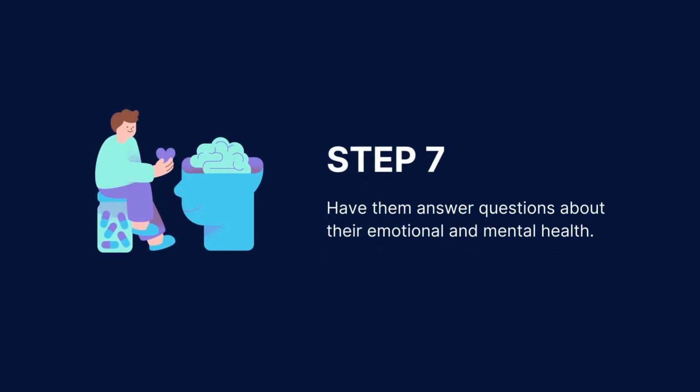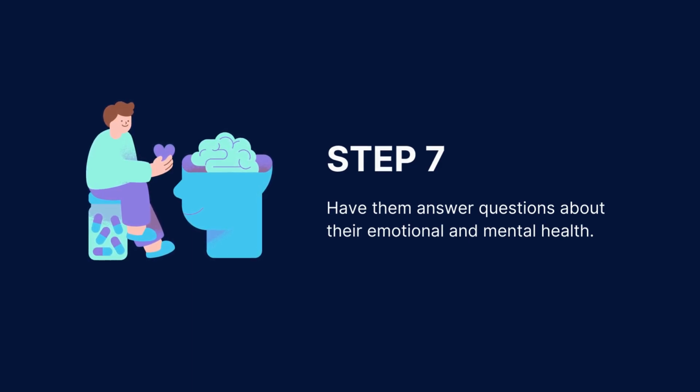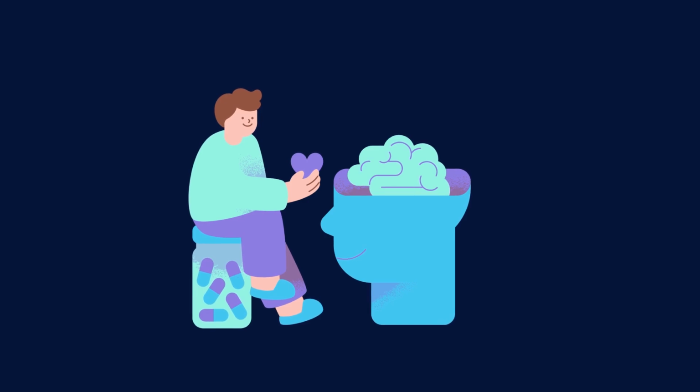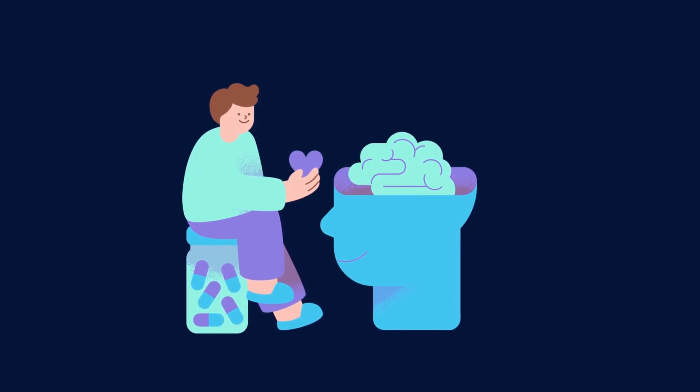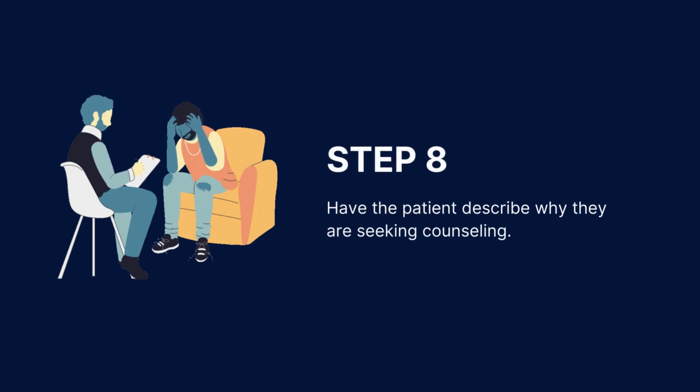Next is the emotional and mental health section. This section will be about how the patient is currently feeling. There will be questions about how they would describe themselves when it comes to their emotions, if they have had any thoughts of self-harm or harming others, if they have enacted those thoughts, and if they have a support system.